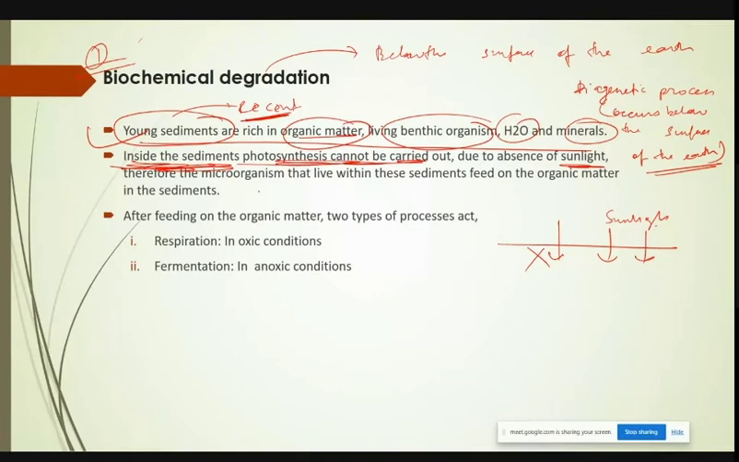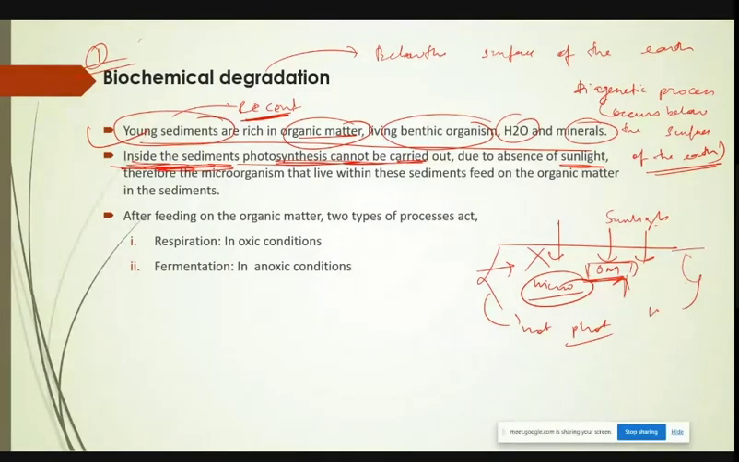So photosynthesis cannot occur. The microorganisms below the surface of the earth will feed upon the organic matter present below the sediment, because it is deposited there. And there is no sunlight here, so whatever organisms are present here are not photosynthetic. All organisms present below the surface of the earth are heterotrophic, that is, they feed on other organisms. So they will use up the organic matter. Therefore, the microorganisms that live within the sediment will feed on the organic matter.